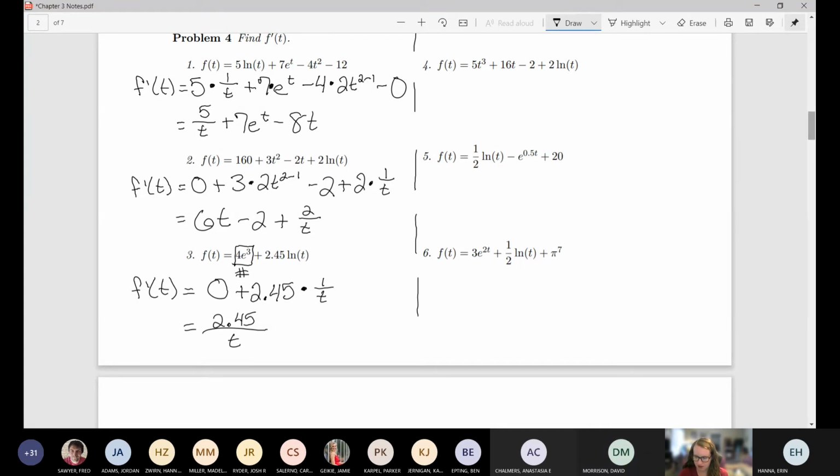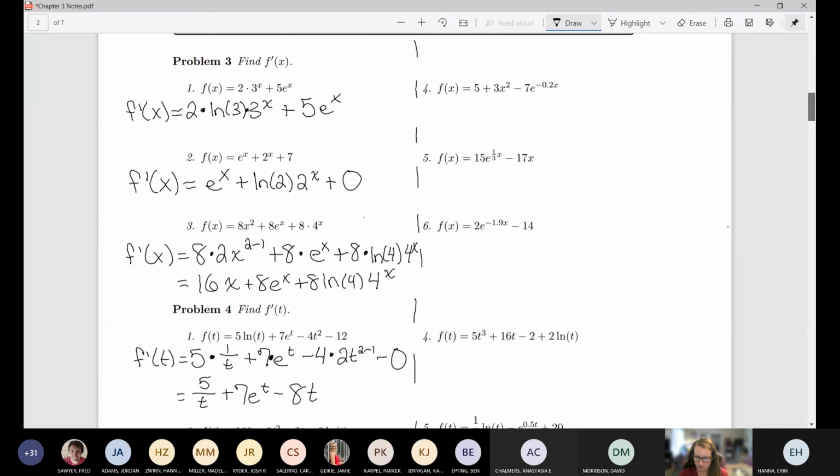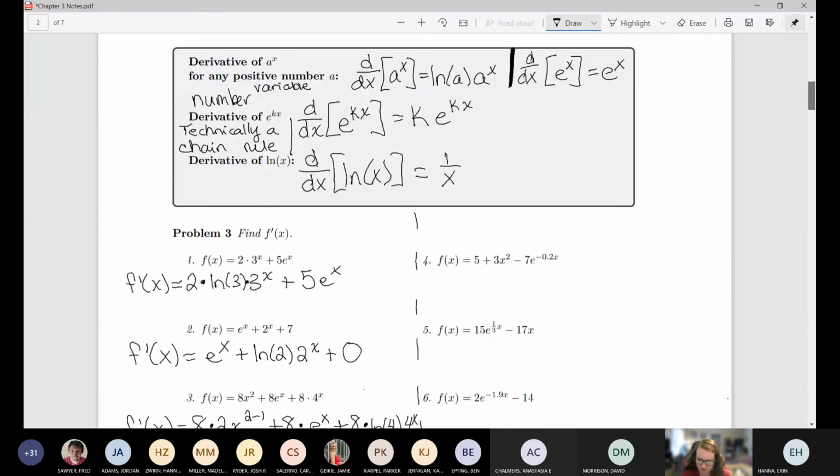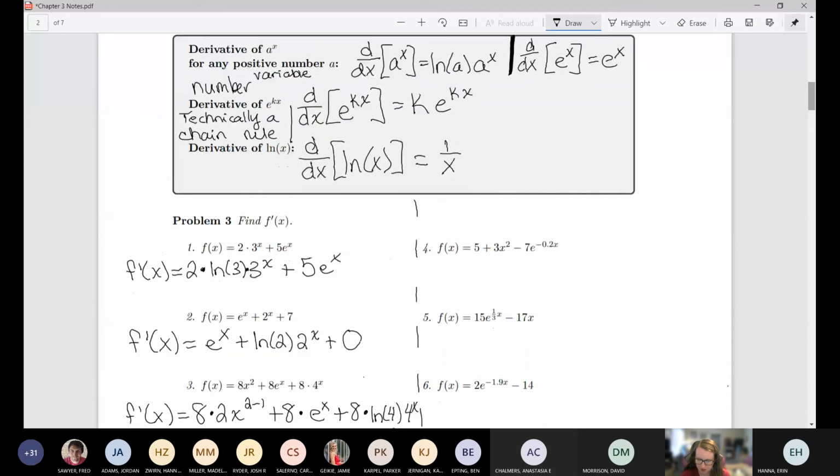All right, so let's do that. Let's scroll back up and get 4, 5, and 6. And now we can bring our rules back in. Yay! And then we'll hit 4, 5, and 6 for problem 4, probably on Thursday. That'll probably have to wait, but we will get to them eventually.